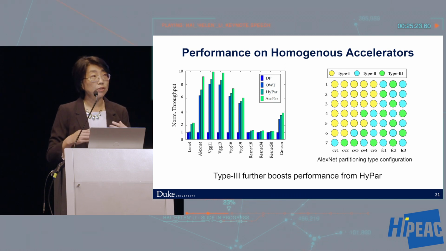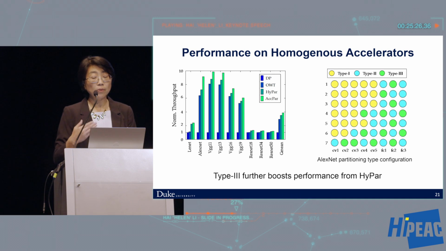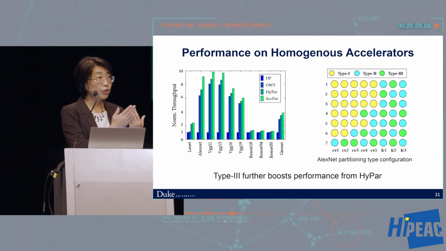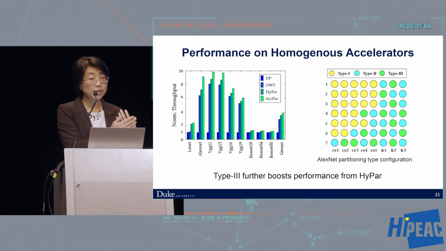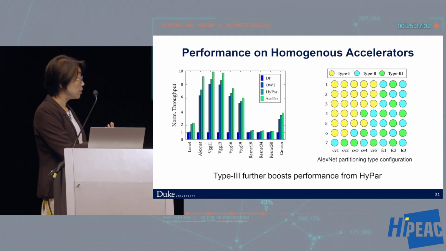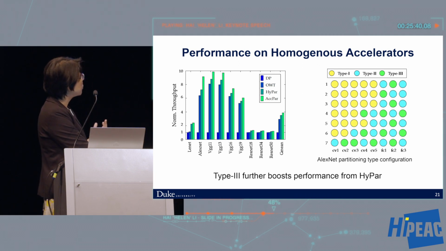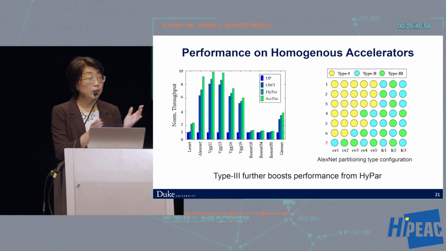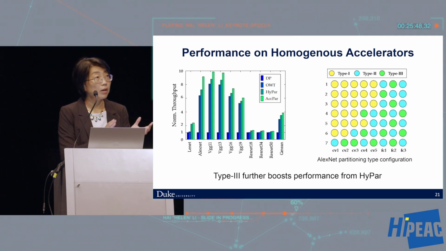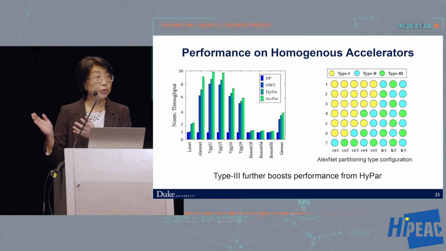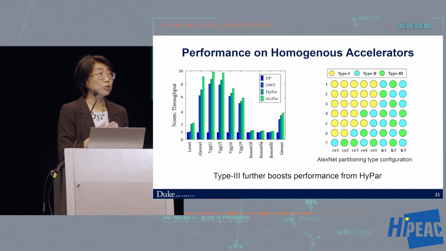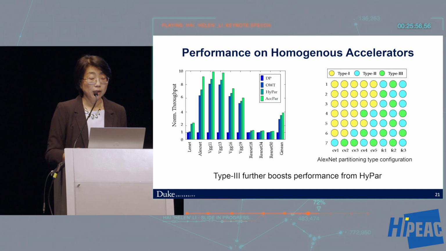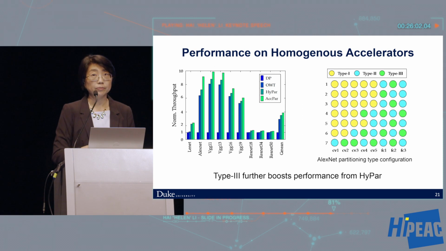The right-hand side shows, for example for AlexNet, how the partition type configuration changes across layers. As you can see, for the early layers, convolutional layers 1 to 5, and the fully connected layers, corresponding to the accelerator numbers, in the early layers we have more type 1, while when we switch to the later layers, particularly the fully connected layers, types 2 and 3 are dominant. And type 3 further boosts the performance, from our previous work as well.